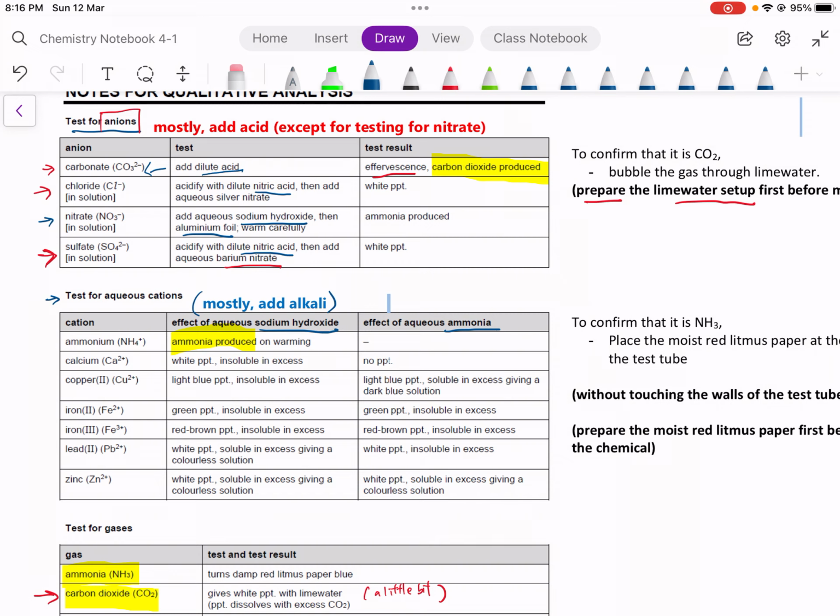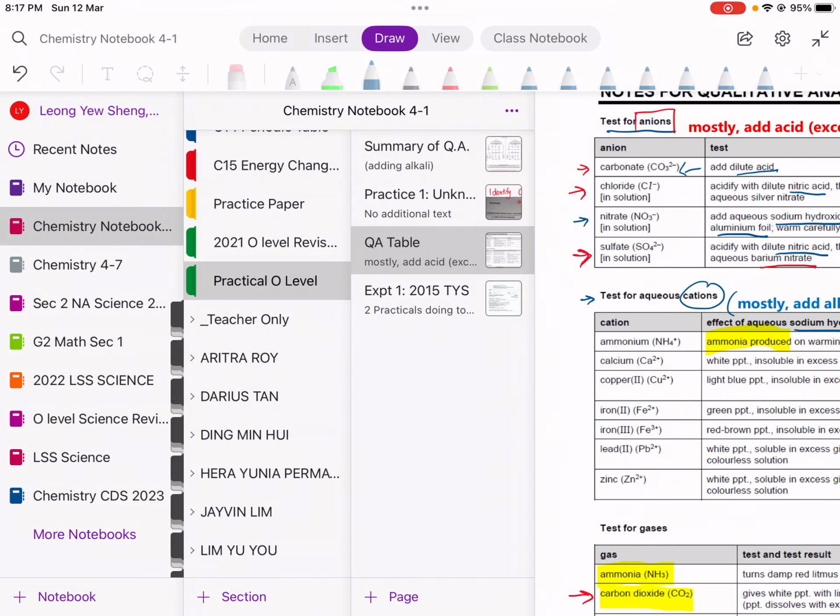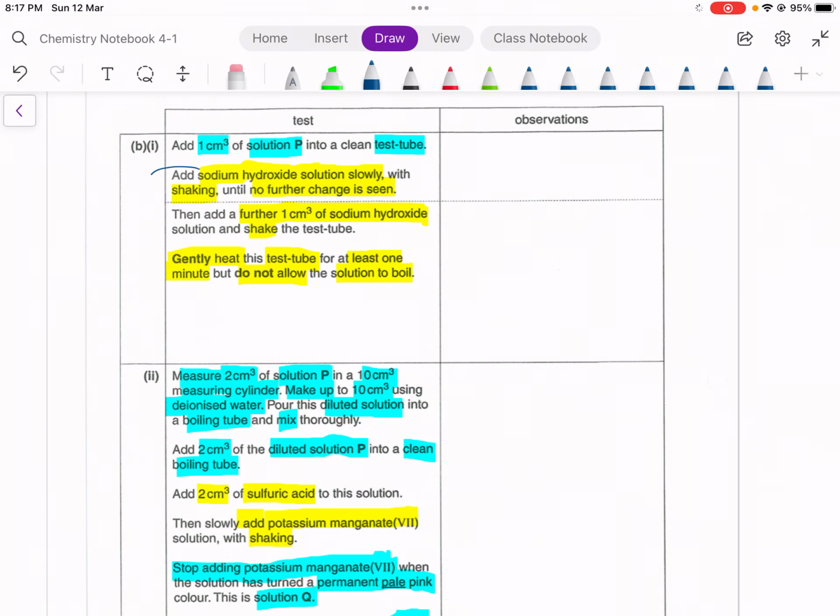Alright, so back to the questions. They ask us to only add sodium hydroxide. So in this case, we are testing for cation. So let's write down: test for cation. And they ask us to add until no further change is seen. This means that we are adding in excess. Because they ask us to add, and we don't know where to stop. When we don't know where to stop, this means adding excess.